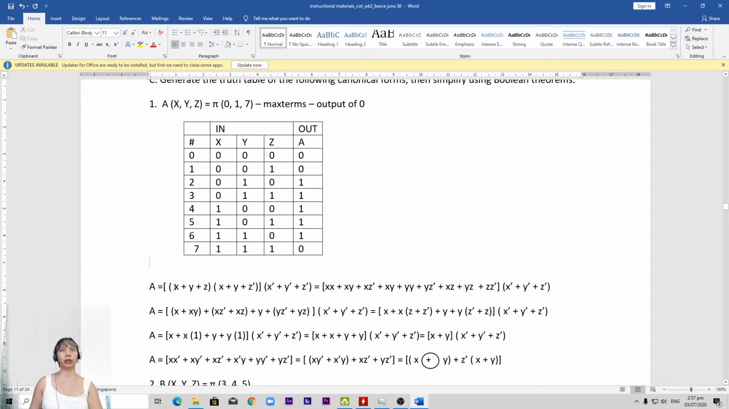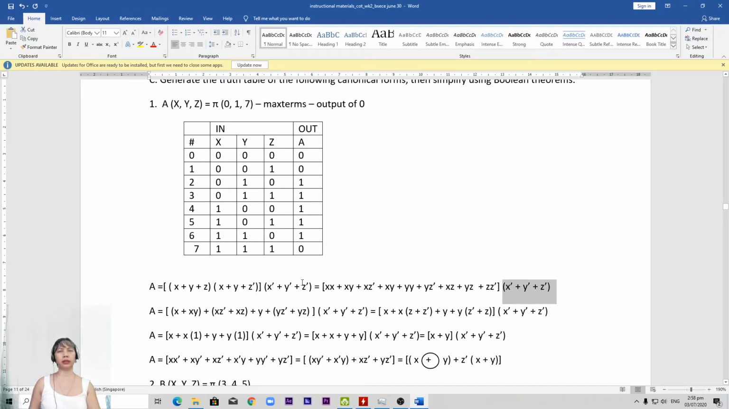So we distribute the x first to the second term such that we have xx plus xy plus xz prime, and then distribute y to the second term. We have plus xy plus yy plus yz prime, and then distribute z to the second term. So we have xz plus yz and zz prime. And then just copy the third term.